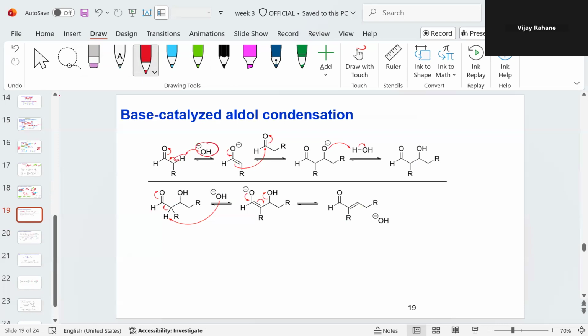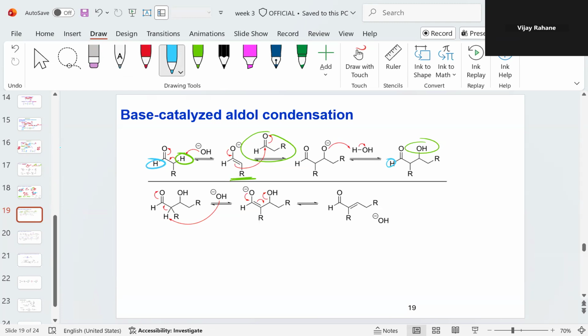The base abstracts the proton which is adjacent to the carbonyl center. Once this proton is abstracted, it forms the enolate, and this enolate attacks another molecule on the carbonyl center. And this O negative abstracts a proton from the solvent, and we get beta hydroxy ketones or aldehydes. This H can also be any alkyl chain or a phenyl ring, so not necessarily will it be hydrogen.